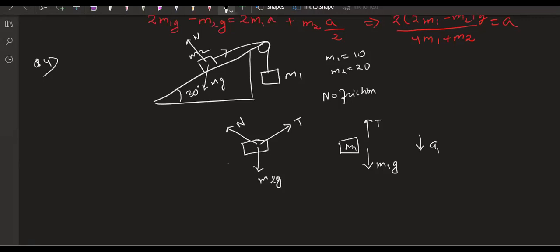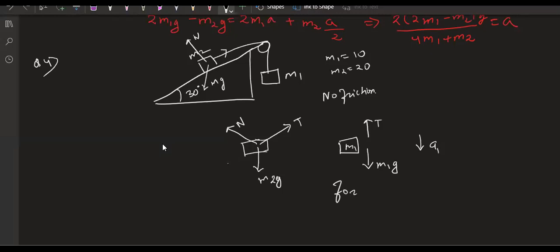Okay, everyone, tell me, is everyone fine with this? I guess everyone understood the free body diagram of this one. Okay, now let's go to step 2. Now it's quite easy to write the equation for mass m1.